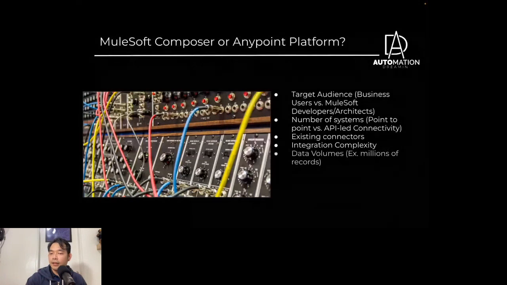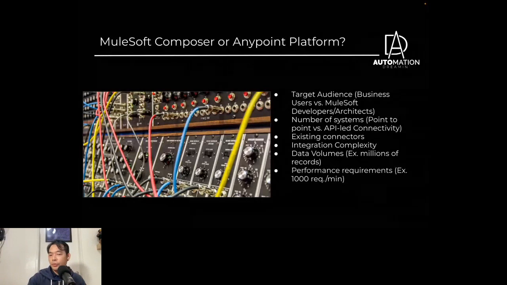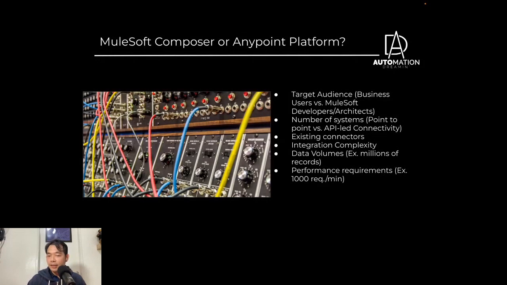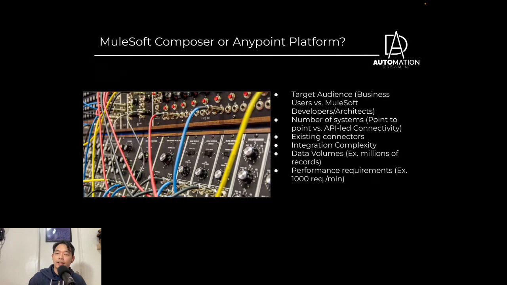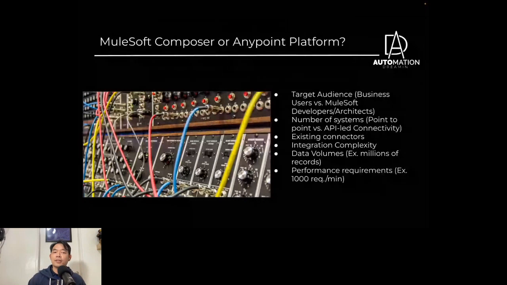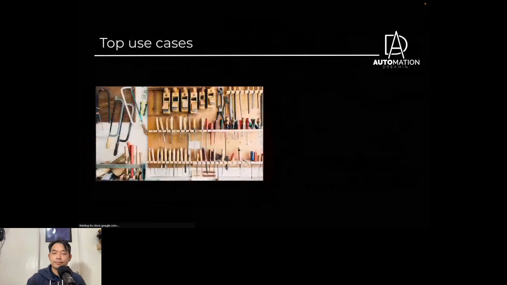And then the other thing is data volumes. Are we talking about large data volumes, like handling millions of records? If yes, we should be using the Anypoint Platform. And then, do we have any performance requirements? There are large enterprises where they actually need to be able to handle, let's say, 1,000 requests per minute. This is something that's not best suited for MuleSoft Composer.